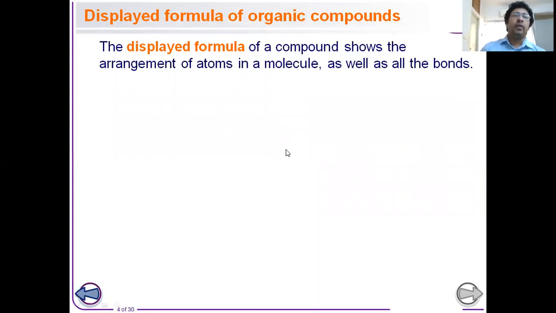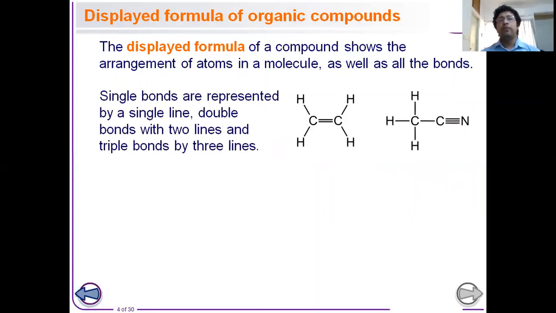Well, then what about displayed formula? Displayed formula will show the arrangement of the atoms present in a molecule. It shows all the bonds present in a molecule. For example, ethene, C2H4. Its displayed formula can be shown in this way.